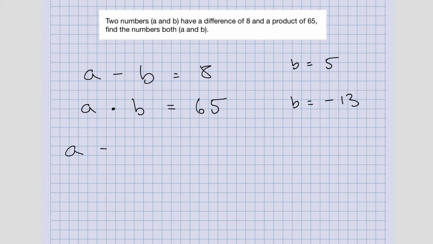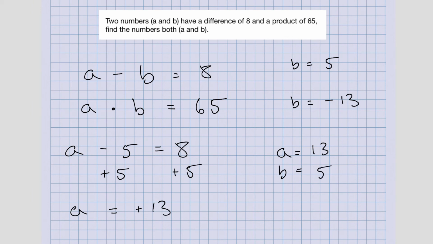So a minus 5 equals 8. Adding 5 to both sides, we get a equals positive 13. So when b is 5, a equals 13. One of our solutions is a equals 13 and b equals 5. There's the solution that we got in the very beginning. Remember when I factored this 65? I said that that's 5 times 13.